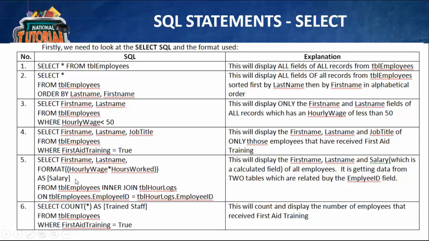That means I'm getting it from these two, which are related to each other. TBL employees and TBL hour logs are related. How are they related? The employee ID from here is also there. Now, on what condition, on what basis do we actually get data from them? On the basis of the fact that, you'll notice, I've got TBL employees dot employee ID, and I've got TBL hour logs dot employee ID.